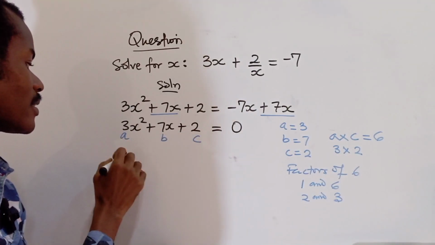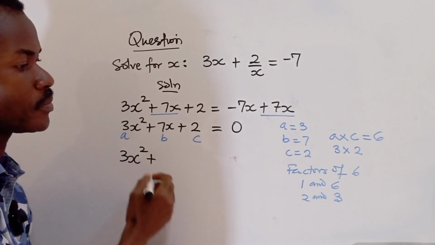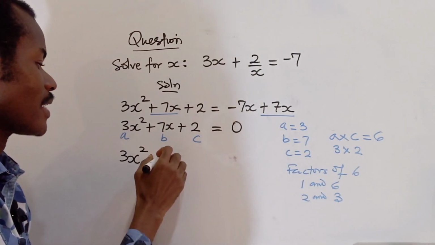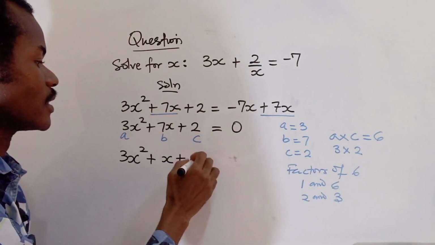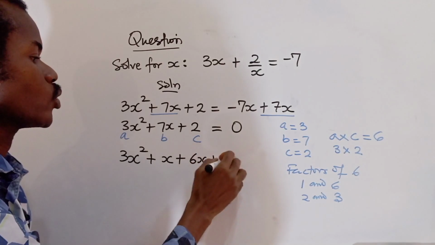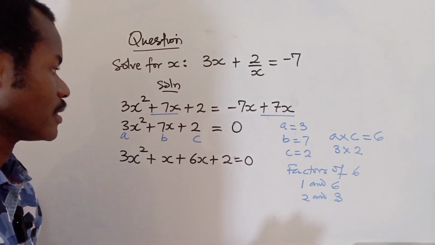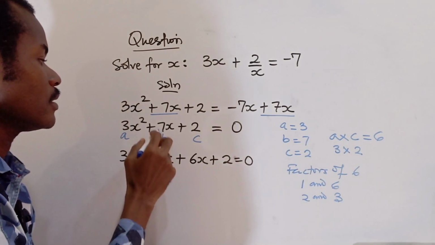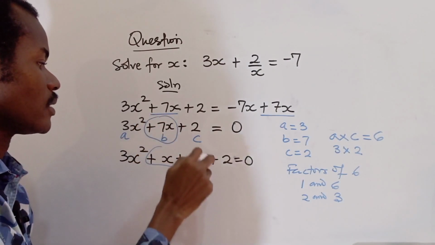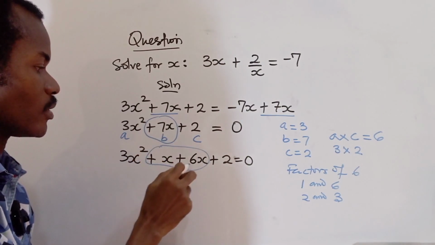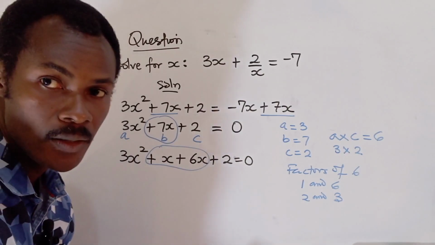So I'm going to write this as 3x squared, plus 1x, which I can write simply as x, plus 6x, plus 2 is equal to 0. Now what this simply means is that our plus 7x also means all this: plus x plus 6x also means 7x. So we are in order.